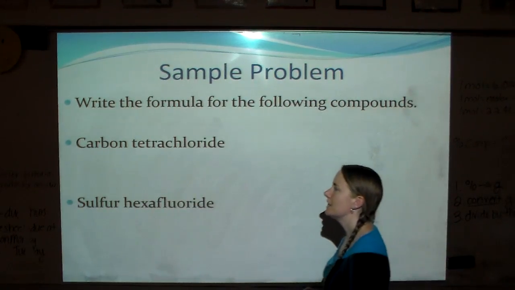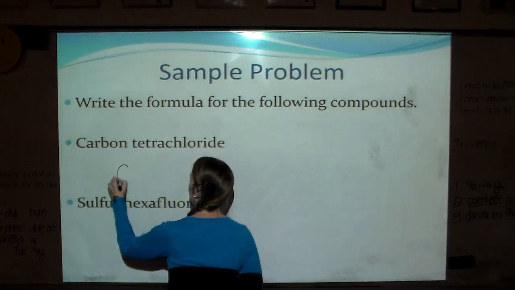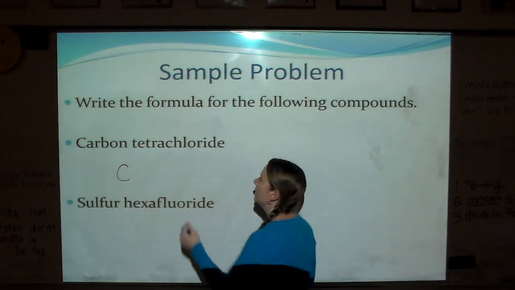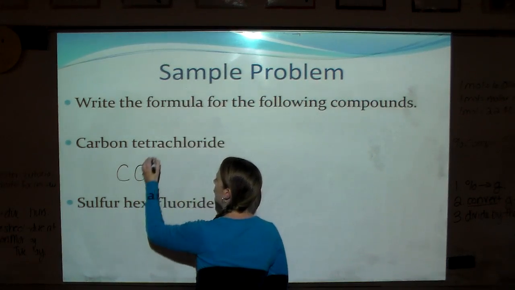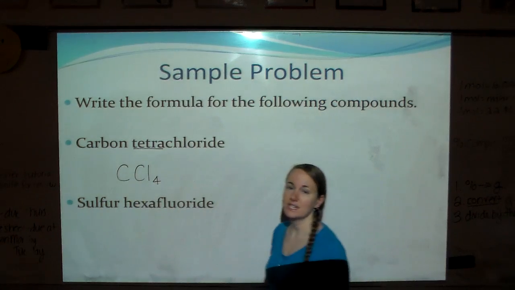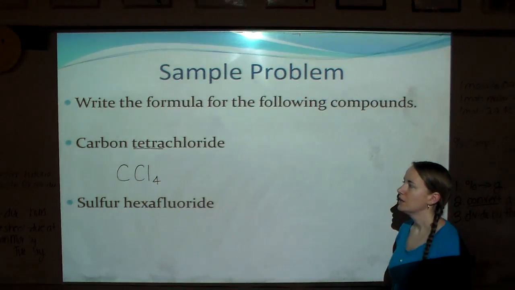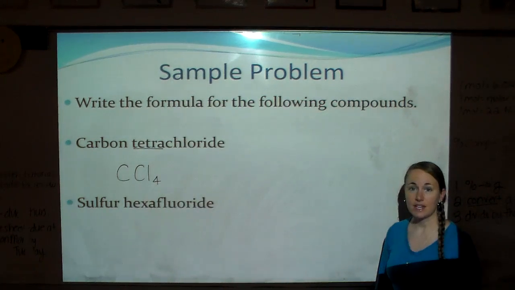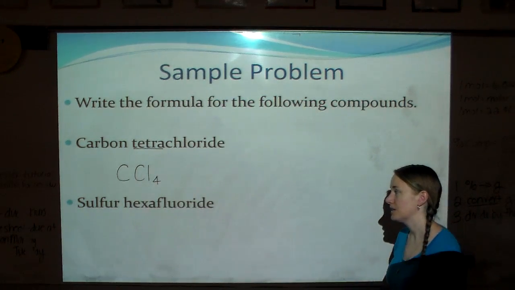So we have carbon tetrachloride. Well, carbon is C, it didn't have a prefix, so I can assume it's just 1. And then chloride is Cl, and tetra, remember Tetris, drops 4 blocks at a time, and tetra means 4. So it'd be CCl4. Hopefully you're finding these super easy. That's why I did this as a video lesson.